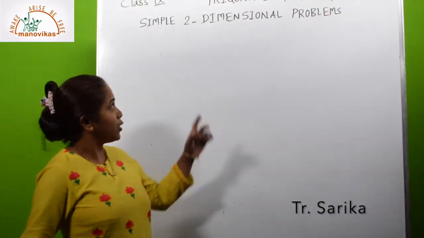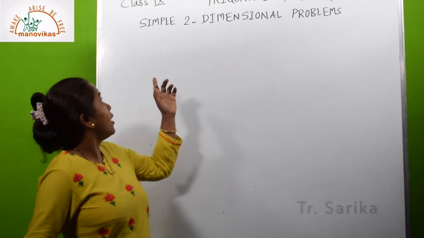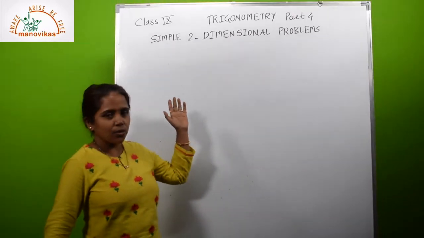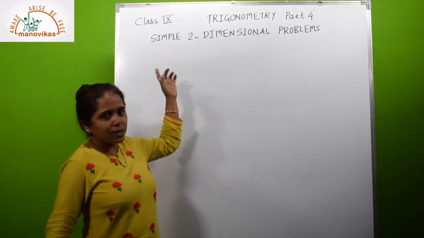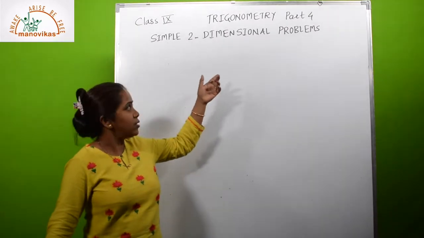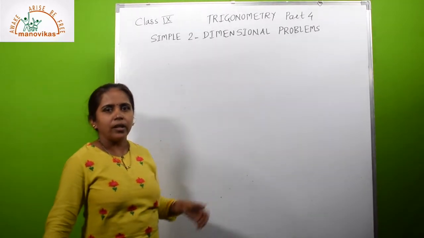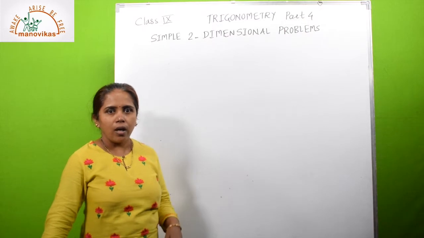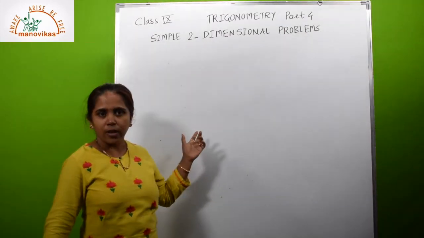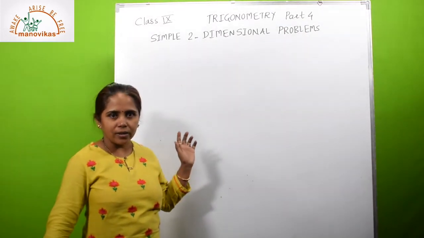Today's topic is trigonometry part 4, class 9th. In this fourth part I am going to explain simple two-dimensional problems. Now in trigonometrical ratios we have learned the trigonometrical ratios for the right angle triangle.